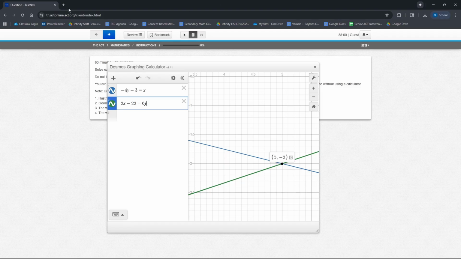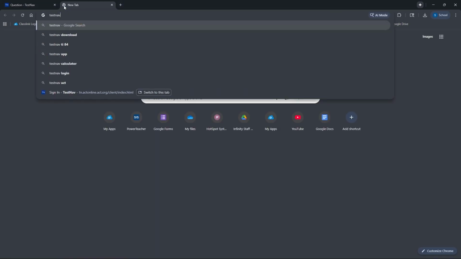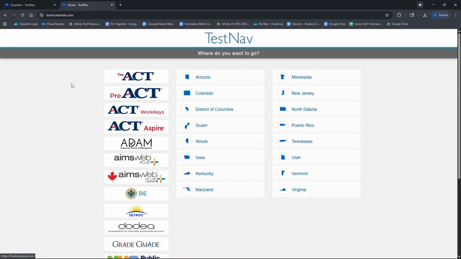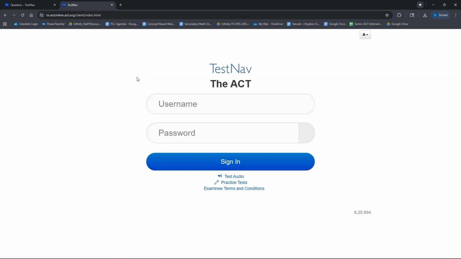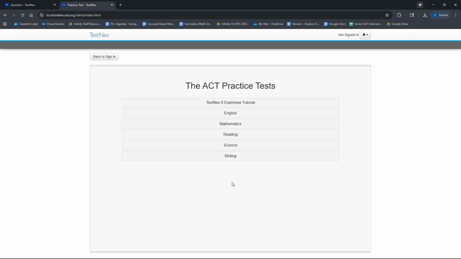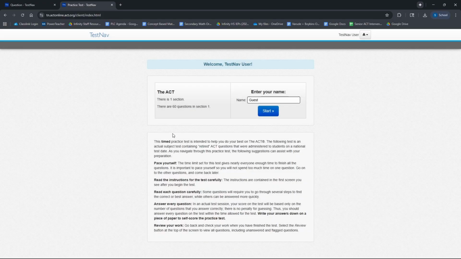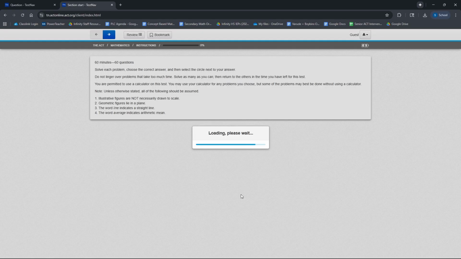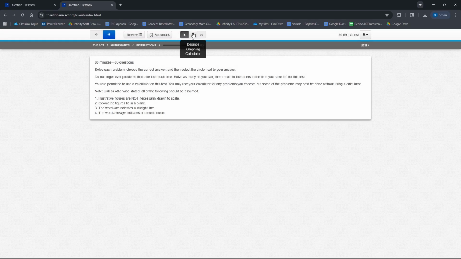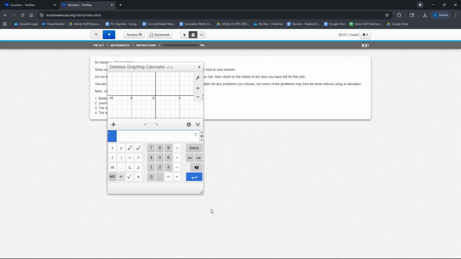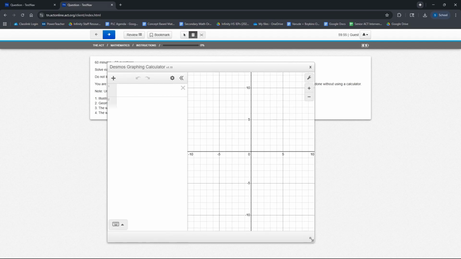So if you go to TestNav, I'll show you how to get here. Okay? We're going to open TestNav, look this up. You click here, you can click on the ACT, and then over here, go down to practice tests. We're going to take a practice test like this on Saturday, by the way. Click on mathematics and do timed, okay? And then you can just start, and you have a calculator up here, okay?